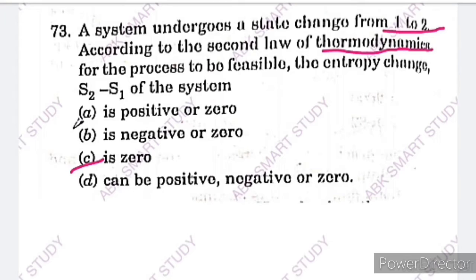So a system undergoes a state change from 1 to 2 according to the second law of thermodynamics. For the process to be feasible, the entropy change S2 minus S1 of the system is positive or 0. So here the correct answer is option A, positive or 0 entropy change. Next question.